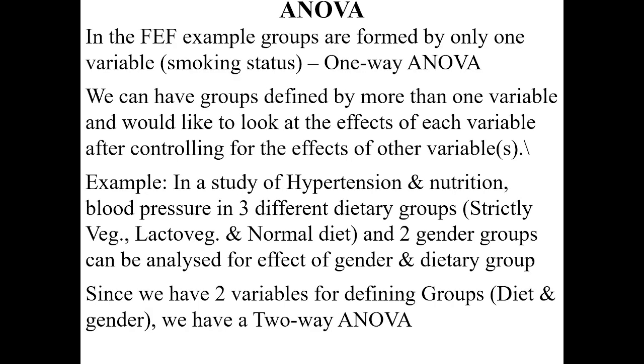Coming back, in our FEF example the groups are formed by only one variable, that is our smoking status, whether the person is a non-smoker, a heavy smoker or a light smoker. So it is only one dimension. We have formed the groups for the dependent variable based on one exposure category, only one factor. That is why it is called one-way ANOVA.